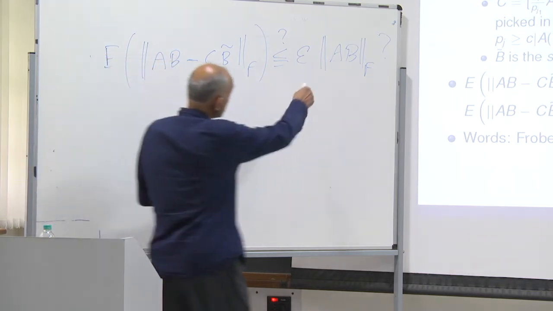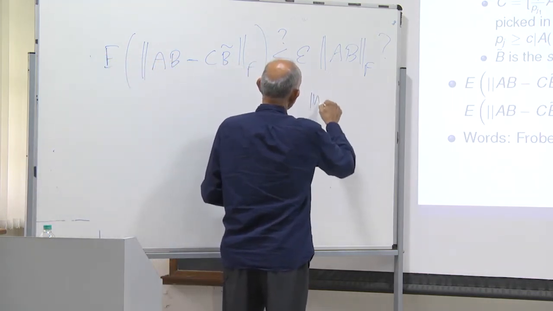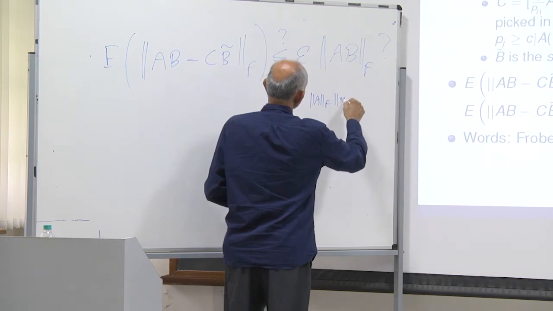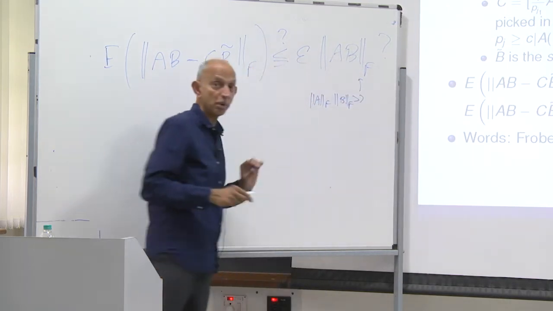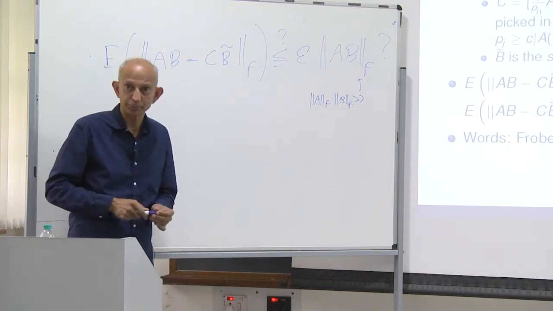So this can be much smaller than the Frobenius norm of A times the Frobenius norm of B, right? This may be much, much bigger than this thing. So that's our problem. We're getting a very large error somehow.